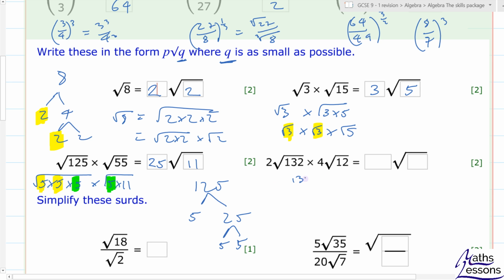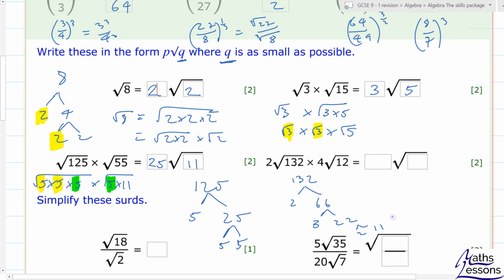Similarly, 132. Not everybody is going to spot the square numbers that go into that. So 2 into 132 is 66, and 2 goes into that. 33, 3 times 11. This is the beauty of the factor trees, although tidily done. It doesn't matter what order you do it in, you still get the same result.